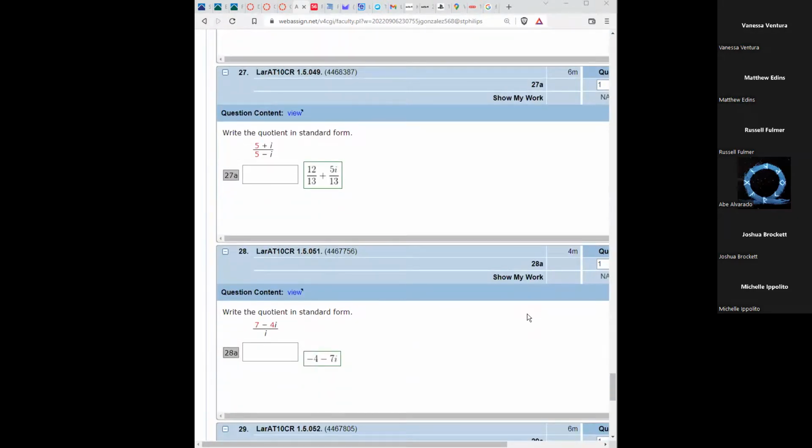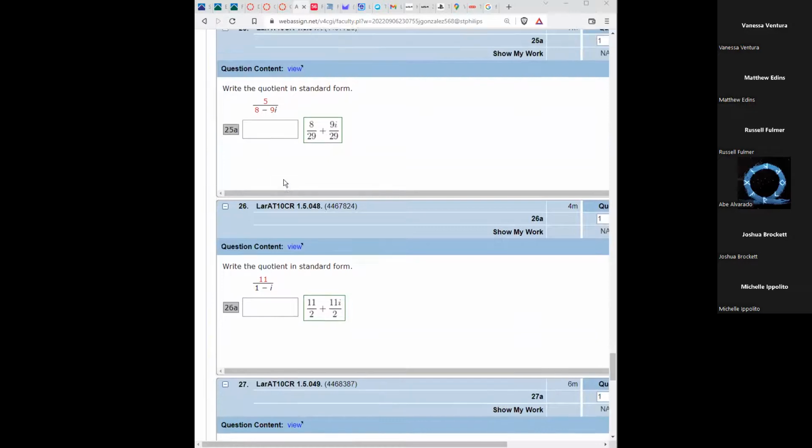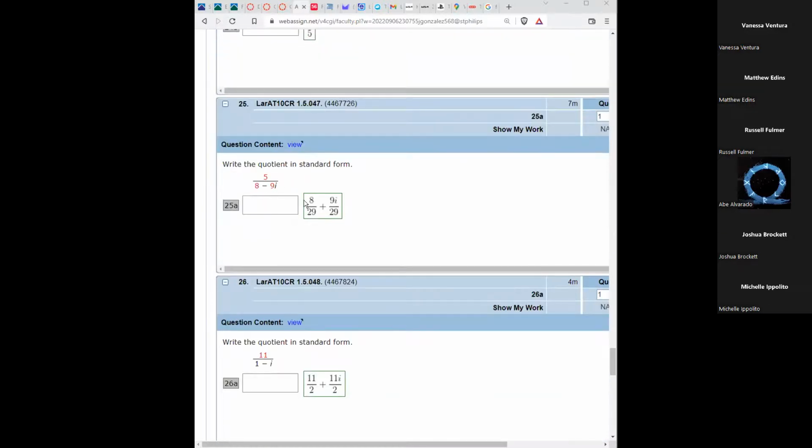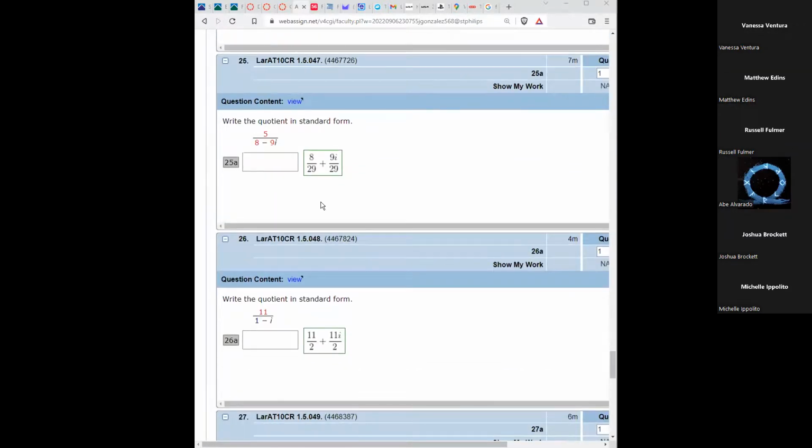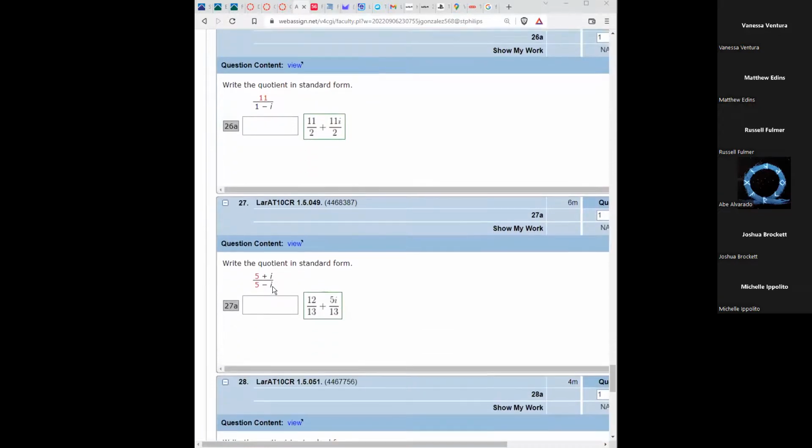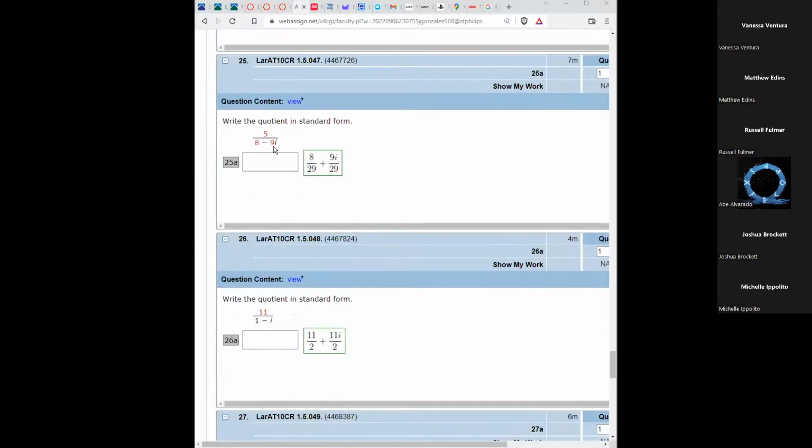The last couple is dealing with complex numbers on the bottom. So 25, 26, 27 is the same deal. You have to multiply by the conjugate pair to force a difference of squares that will get rid of your I. You're trying to force the I out.